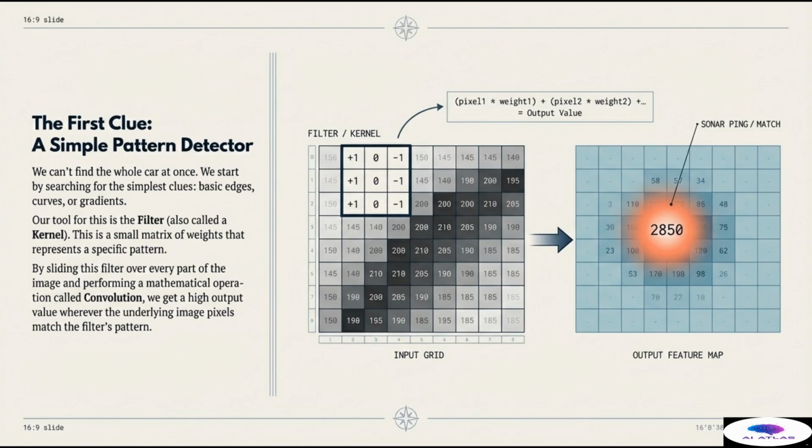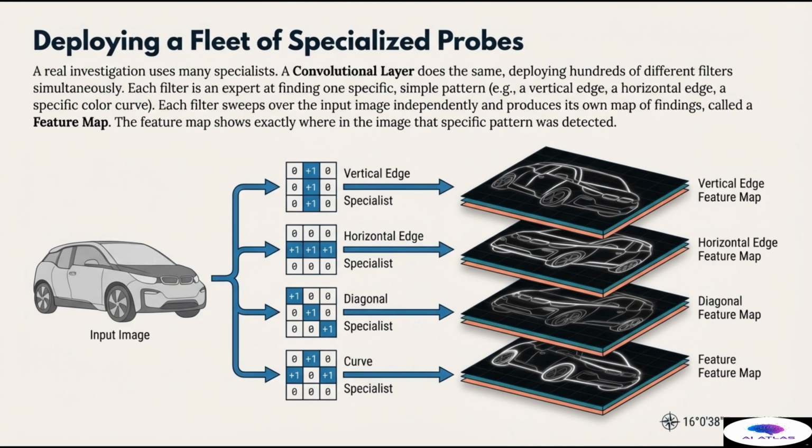This resulting map of high and low values is what we call the feature map, marking the success of our initial, localized hunt. A real investigation rarely relies on a single specialist. Likewise, a single convolutional layer deploys not one, but a whole fleet of specialized probes, or filters, simultaneously. We might deploy hundreds of these filters, each trained to find a different, simple pattern. One for vertical edges, one for horizontal edges, one for diagonal lines, and perhaps several to detect specific subtle color curves or texture variations. Critically, each filter sweeps over the input image completely and independently of the others.